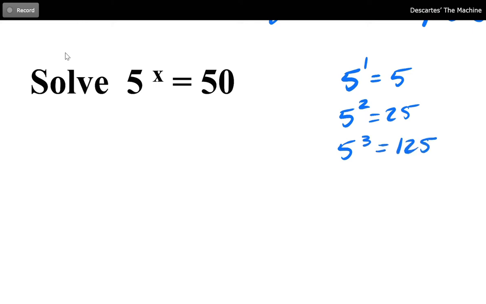Well, 50 is between 25 and 125, so my exponent has to be somewhere between 2 and 3. But I don't have an integer value, so what do I do? Well, I could take the logarithm of both sides. So what does that do for me?